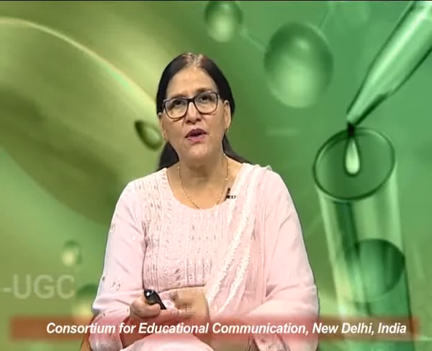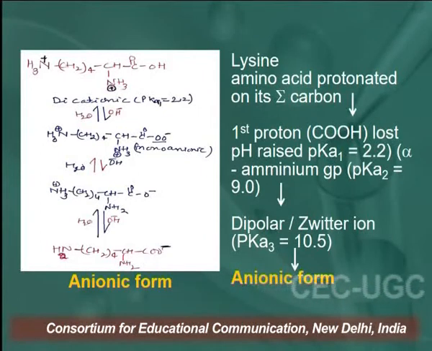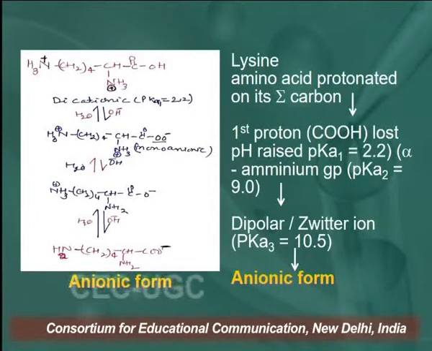So this is the example of lysine. Here it is lysine amino acid, protonated from its alpha carbon atom. First, the proton from the carboxylic group is lost, and when the pH is raised, in this case the pKa value will be 2.2, and we get an alpha aminium ion, for which the pKa value will be 9. Up to that we get the dipolar ion, and the pKa value will be 10.3. So here we have the cationic and anionic forms.